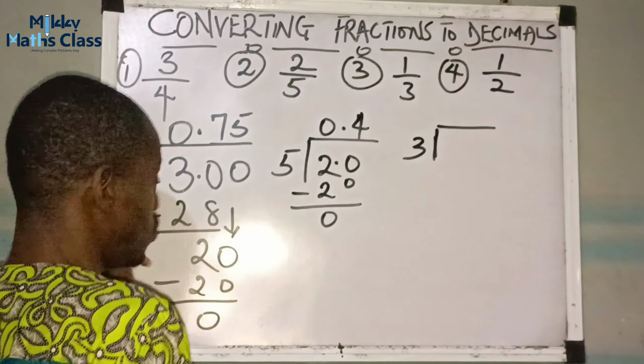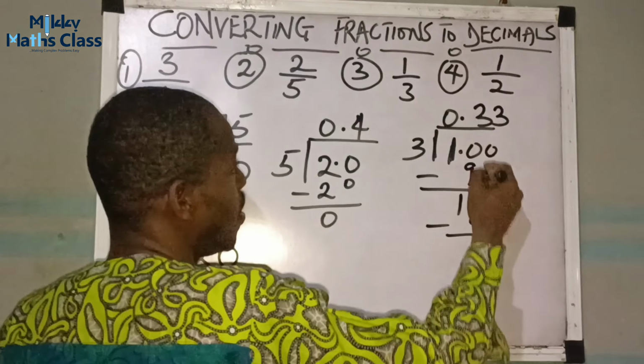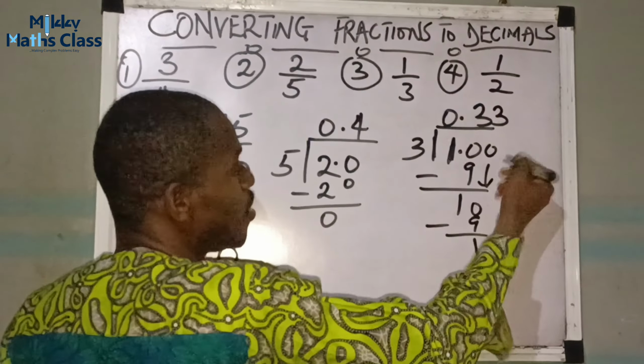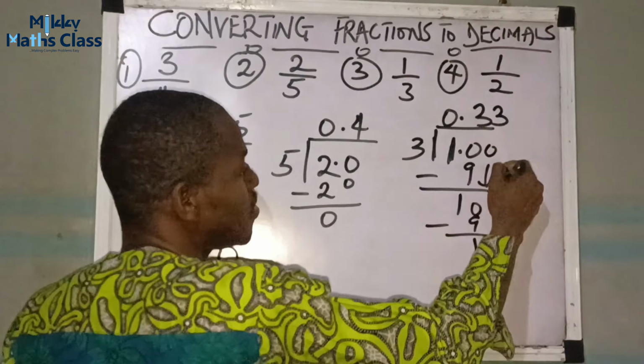That's 1. We'll put our 0 here, bring it down. We'll keep on getting 333. That's what we call a recurring decimal. No matter how long you divide it, you keep getting 0.3333. Now you stop there. Since I'm going to get a recurring decimal, the answer will be 0.3. I'll put a bar on top of this 3 to signify that this 3 continues.